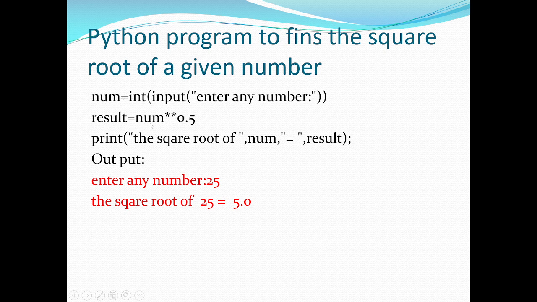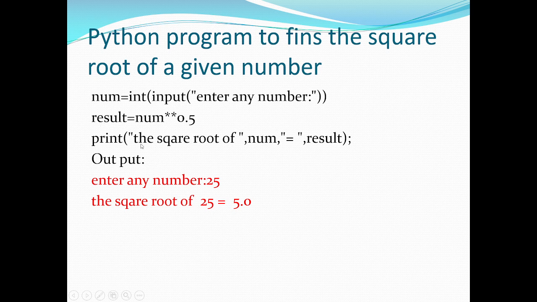Now I am raising it to the power of 0.5, that is, I am finding the square root of this number. After calculating that, the result will be saved in the variable called result and I am displaying it. See here, enter any number. Now I have entered 25. So this 25 is converted into integer type and stored in num, and 25 to the power of 0.5, that is the square root of 25, is nothing but 5, and this 5 will be saved in the variable called result.